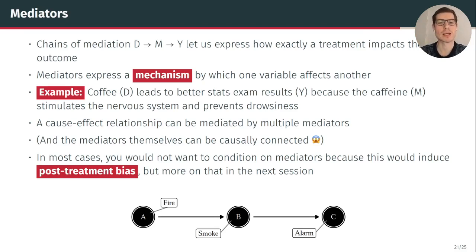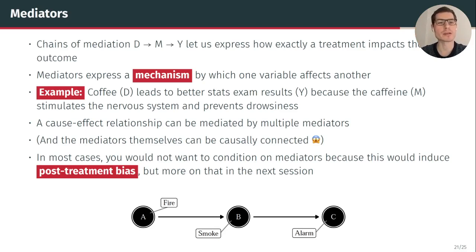Now, unfortunately or fortunately, a cause and effect relationship can be mediated by multiple mediators. So probably it's not only caffeine, but also the fact that you just drink something, or the act of drinking, or the social component to it. So many potential reasons. And what makes it even worse, at least from a technical perspective, is that the mediators themselves can also be causally connected. And when you then start drawing the graph, things can get really messy.